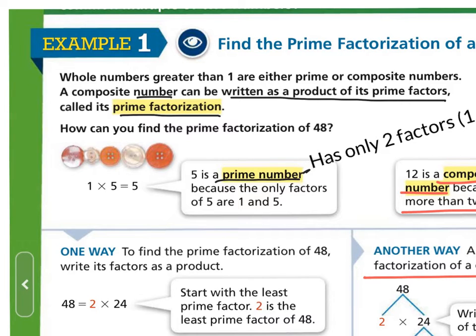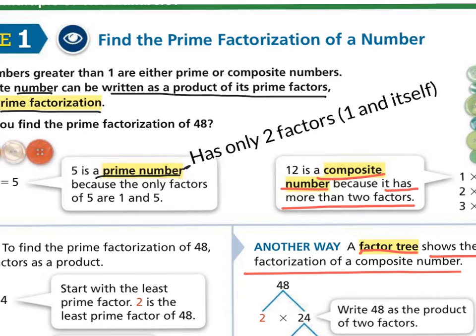So 5 is a prime number because the only factors of 5 are 1 and 5. I'm going to give a little more of a definition here. A prime number has only 2 factors, 1 and itself. The only whole numbers we can multiply to get 5 would be 1 times 5. Okay, you say 5 times 1, well, that's the same thing. Okay, that's a prime number.